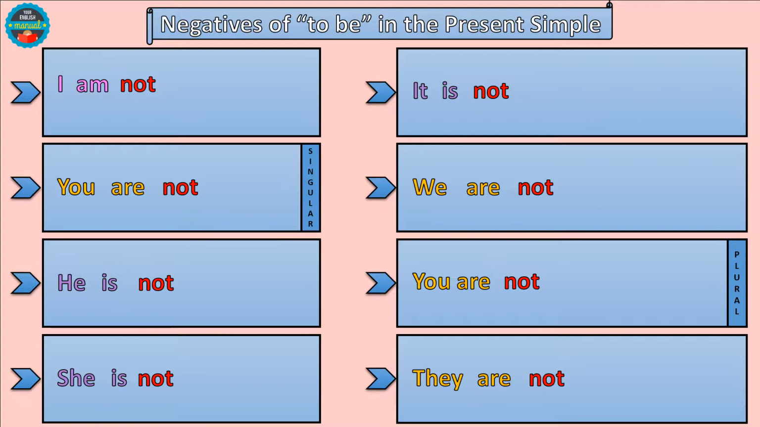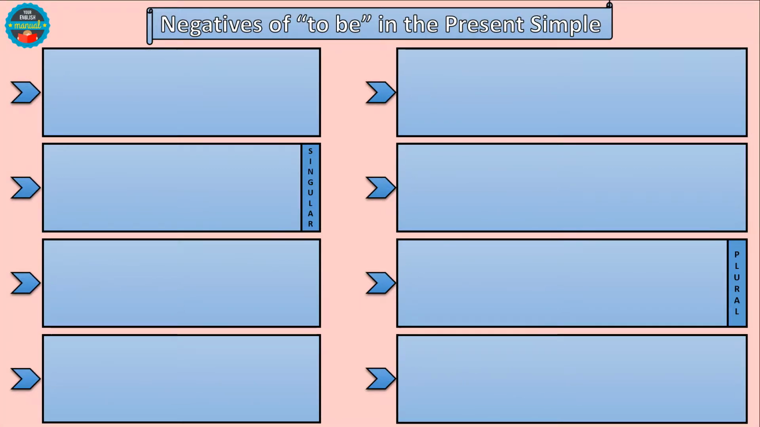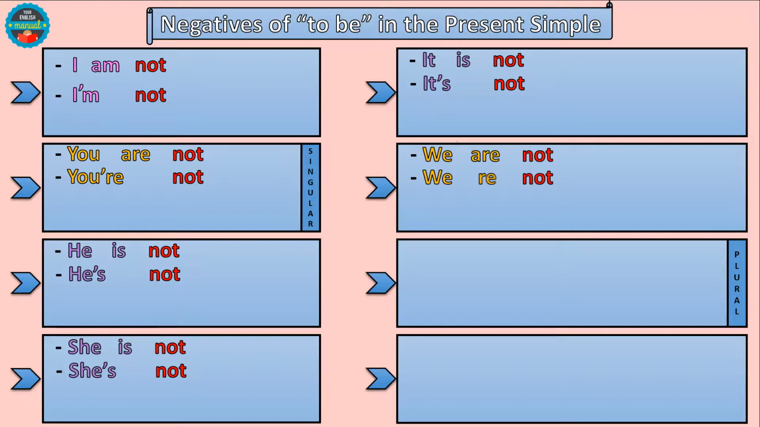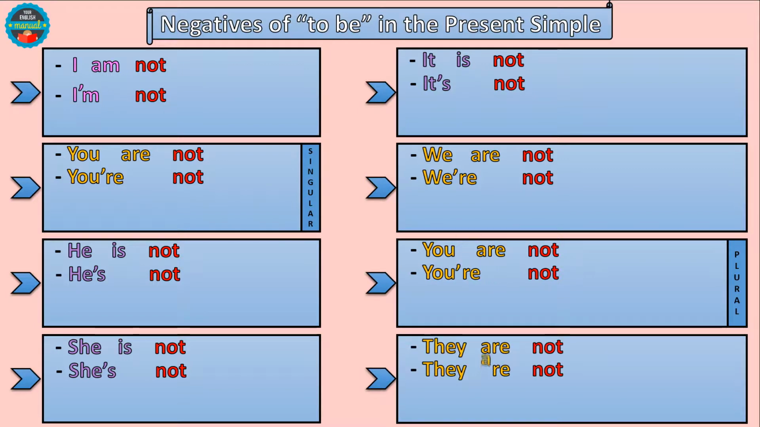Now, remember that we can contract in affirmatives, connecting the verb to be and the subject. Here is the same thing. We can simply say, I'm not, you're not, he's not, she's not, it's not, we're not, you're not, they're not, just like in the affirmatives, and the not stays where it is.